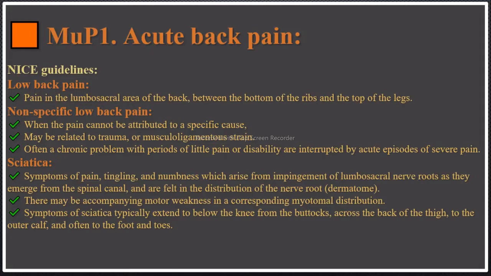Cauda Equina syndrome is a compression of the spinal cord itself. The difference between sciatica and Cauda Equina syndrome: sciatica is impingement of nerve roots coming from the spinal cord, but Cauda Equina is compression of the spinal cord itself. So this patient will get pain, tingling, numbness, and it will be felt in the distribution of this nerve root, called the dermatome. There may be accompanying motor weakness in the corresponding myotomal distribution.